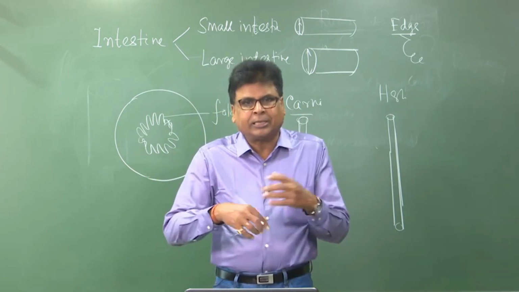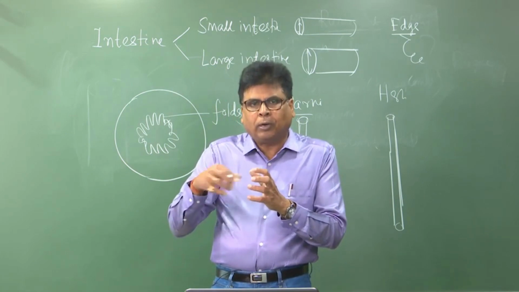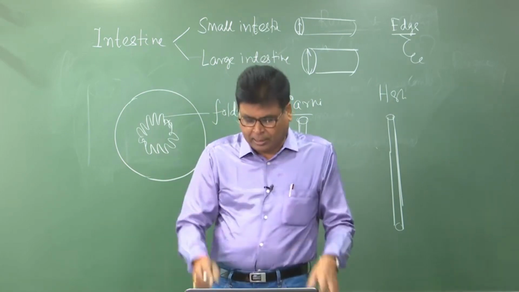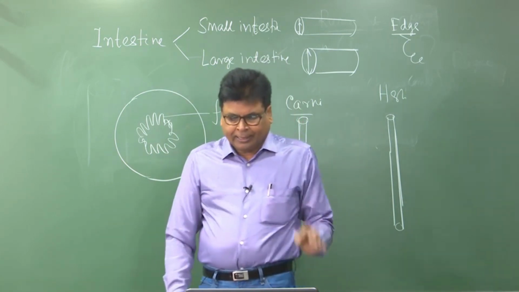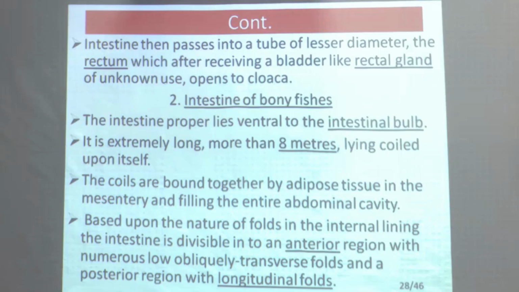Okay. So, this is the important feature of the scrolling or folding of the intestinal wall in case of the elasmobranch. The intestine then passes into a tube of lesser diameter, and the rectum, which after receiving a bladder-like structure, is the rectal gland of unknown function.